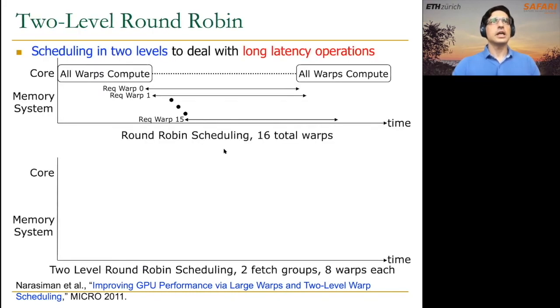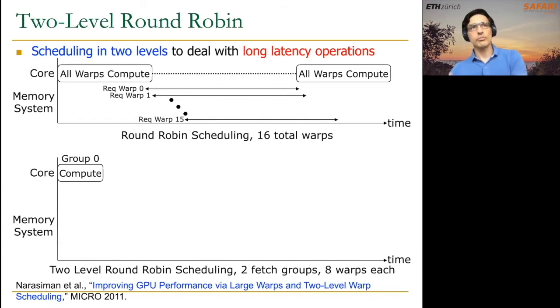And now let's take a look at how to mitigate long latency operations. Recall from two slides ago that the problem is the fact that we have to go to the global memory. This takes a long latency. At some point, all warps need to go to the global memory in order for them to be able to continue computing. Here, the idea is to perform what is called a two-level round-robin scheduling, where we divide the warps into groups of warps, and we schedule in a way that we first schedule all warps from one group, then we schedule all warps from another group.